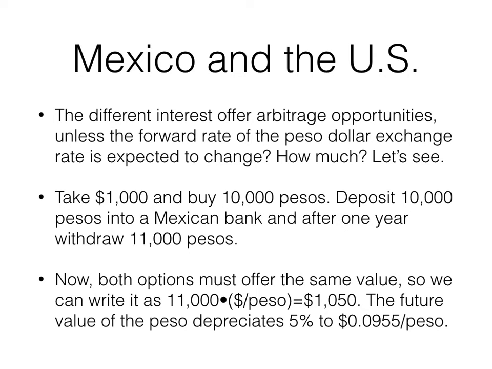So I can simply say 11,000 pesos times dollars per peso is equal to 1,050. And so what this is saying is my 11,000 pesos that I get after 1 year, the exchange rate of dollars for pesos has to change sufficiently so that I end up with $1,050. And if you calculate this equation, we would find out that the dollar exchange rate is going to be $0.0955 per peso, or roughly, instead of 10 cents per peso, 9.5 cents per peso, which is roughly a 5% depreciation of the Mexican peso.